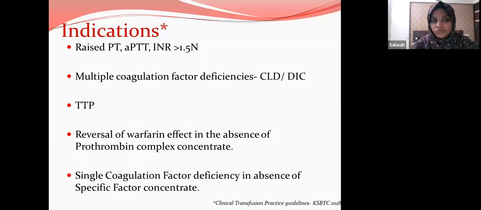Now, the indications of fresh frozen plasma include raised PT, APTT, or INR above 1.5 times normal. And also in chronic liver diseases or DIC, that is multiple coagulation factor deficiencies, or in case of thrombotic thrombocytopenic purpura. And they can also be used when we need a reversal of warfarin effect, when we do not have prothrombin complex concentrate to be given to the patient. Also, when a specific factor concentrate is absent, we can give this fresh frozen plasma for any single coagulation factor deficiency also.